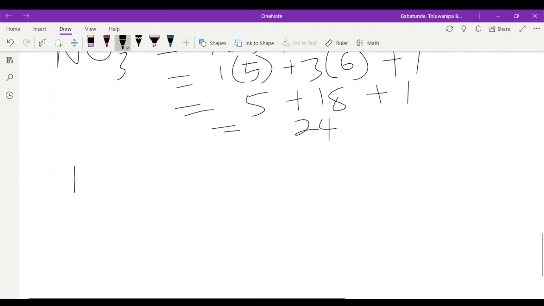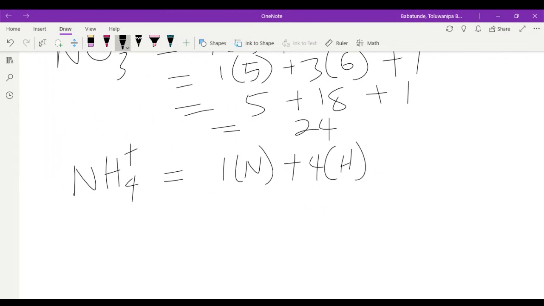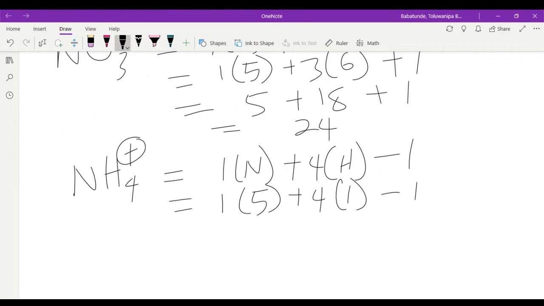Let's say we want to find for ammonium ion. We have 1 of nitrogen plus 4 of hydrogen, and this is positive. So for every positive we do what? We subtract. And it becomes 1 into 5, since nitrogen has 5 valence electrons, plus 4 into 1 for hydrogen. Then we subtract our 1. So we have 5 plus 4 minus 1. That gives us 8.